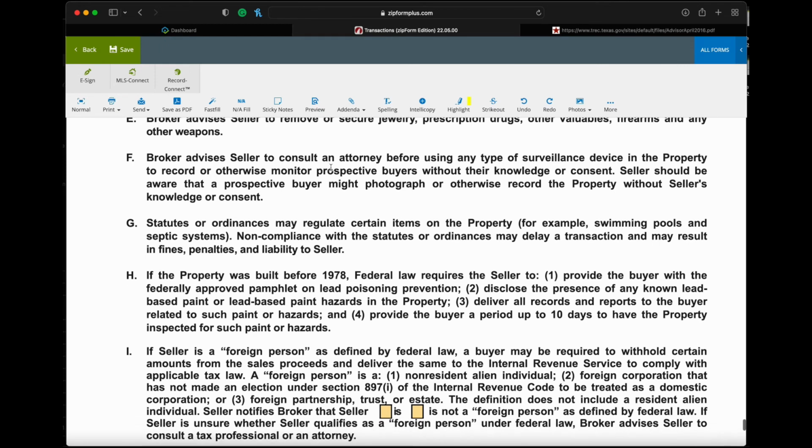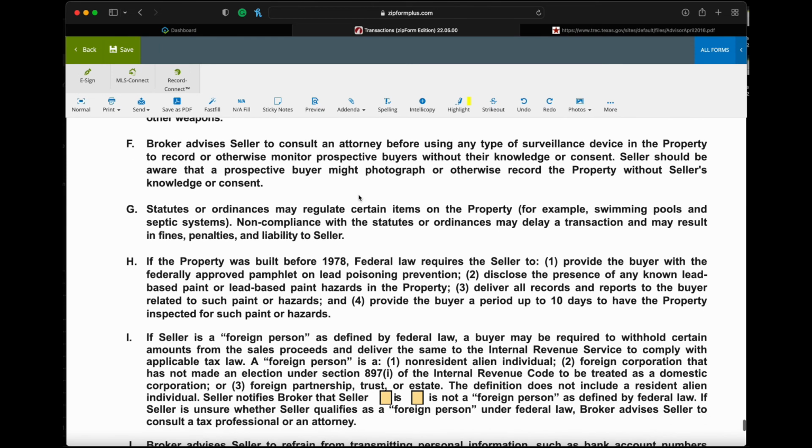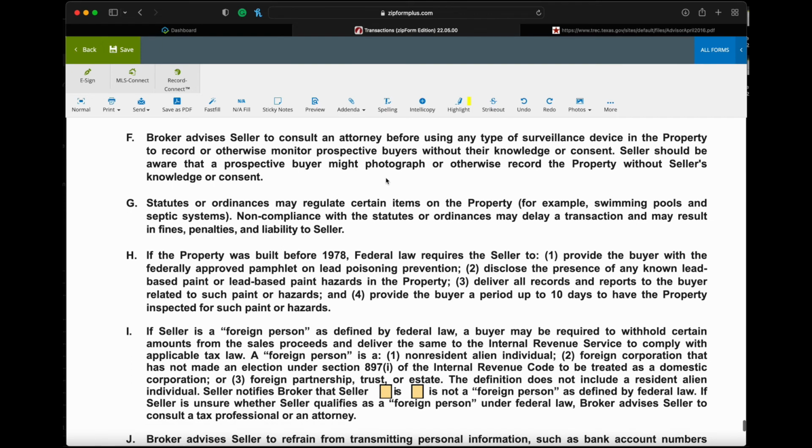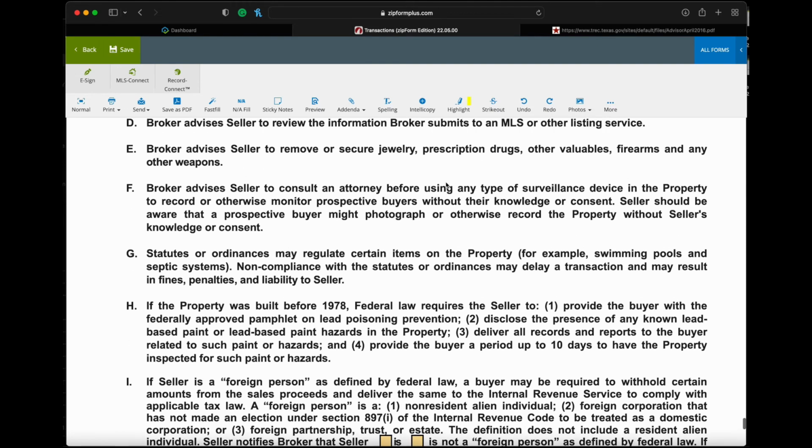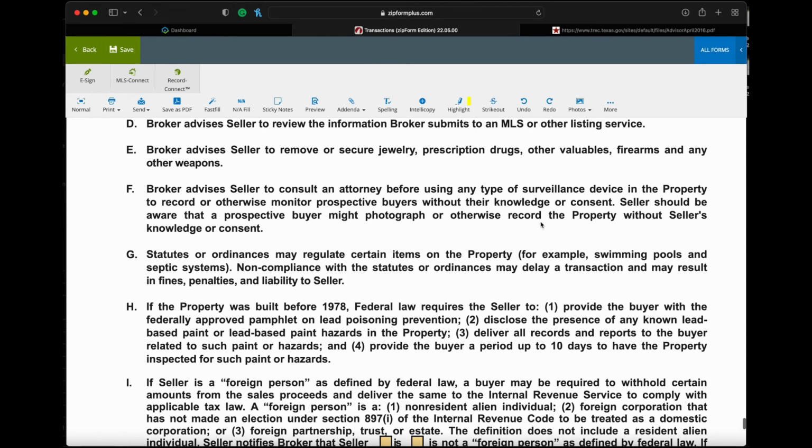Broker advises the seller to consult with an attorney, things like that. This also is very common, because a lot of sellers do already have surveillance to record and monitor the buyers. If the cameras are very obvious, unless you have a lot of hidden cameras somewhere, pretty much everybody knows when there's cameras. People do place them in pretty obvious places to be a good deterrent.